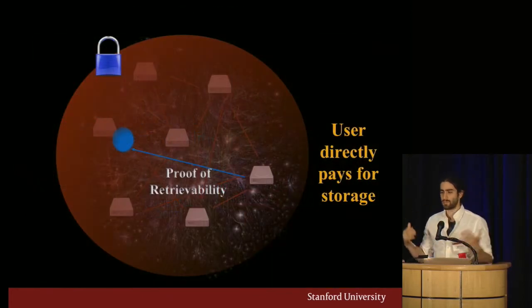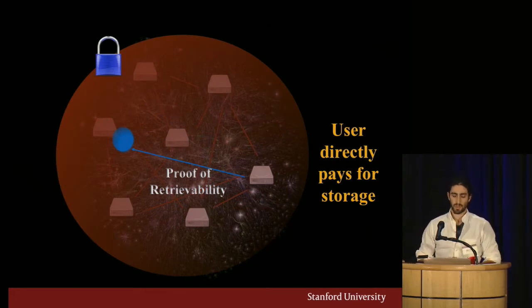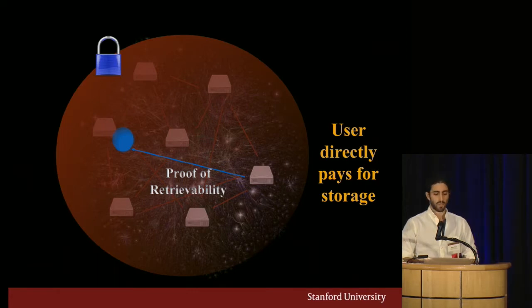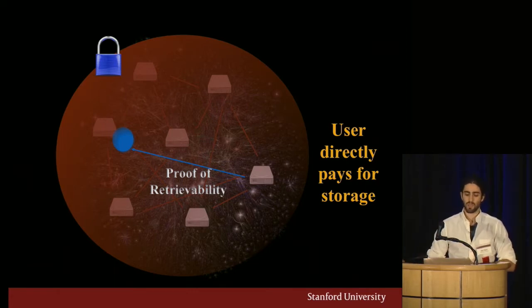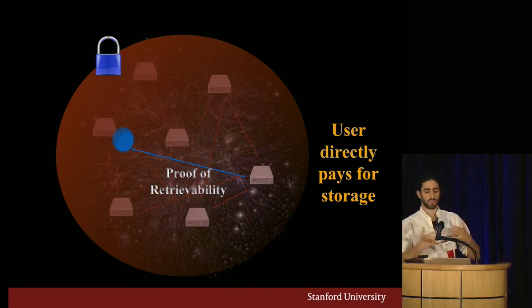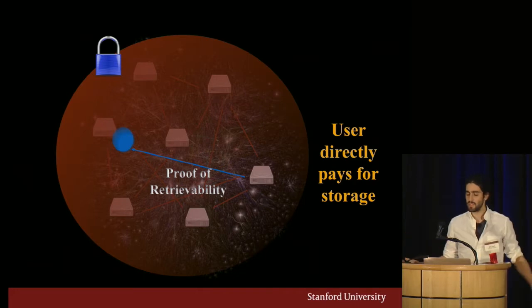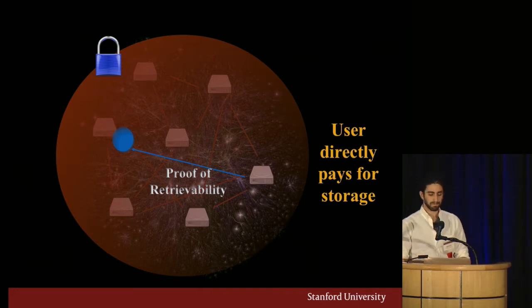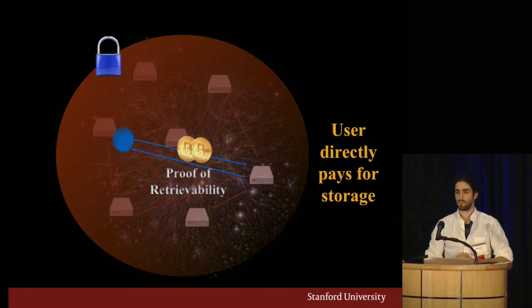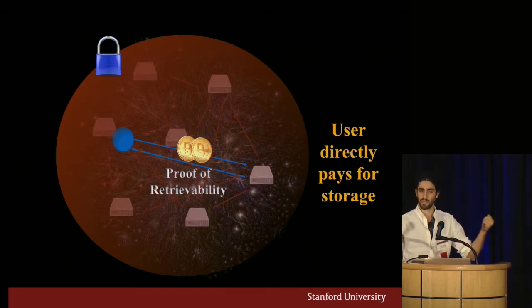So what kind of proof of storage would we need for the network that I proposed? If we just had the network have users directly pay for storage, then all we would really need is a proof of retrievability, right? I get a proof of retrievability from another node in the network that it stores my files, and then I would pay it in some kind of currency, say Bitcoin.